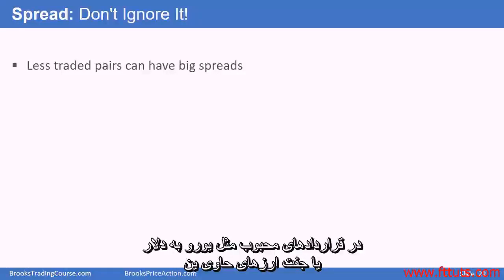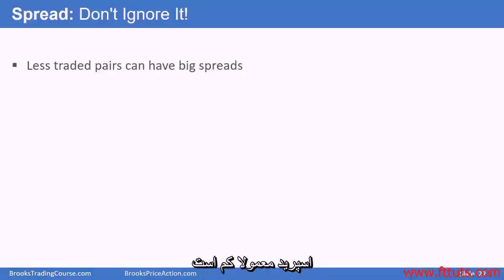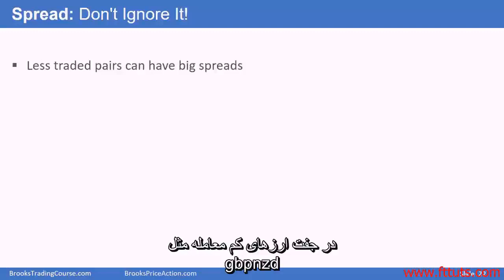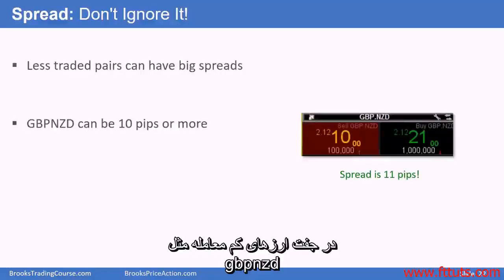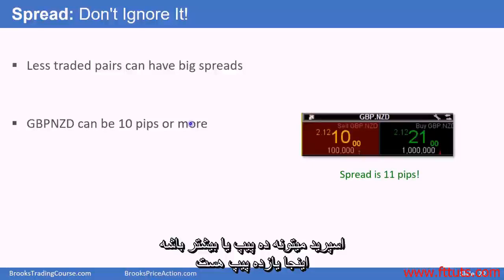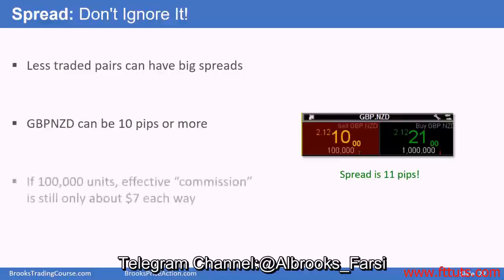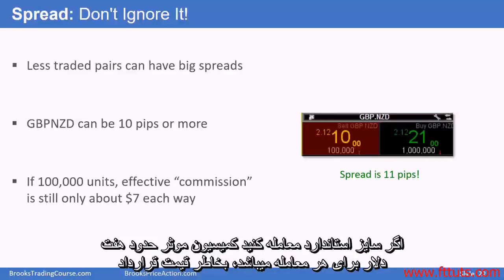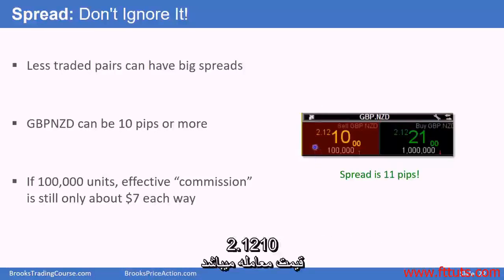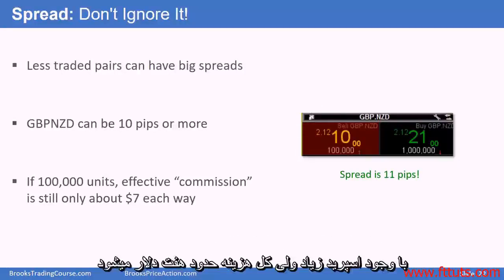On the very popular contracts like the euro versus the dollar or contracts involving the yen, the spreads tend to be fairly tight. But on less traded pairs, for example, like the British pound versus the New Zealand dollar, the spread can be 10 pips or more. Here, the bid-ask spread is 11 pips. If you're trading 100,000 units, the effective commission is still only about $7 per trade because of the price of the contract, 2.1210. So even with the very big spread, that still comes out to a transaction cost of $7 each way.